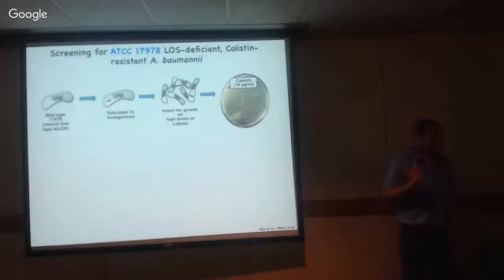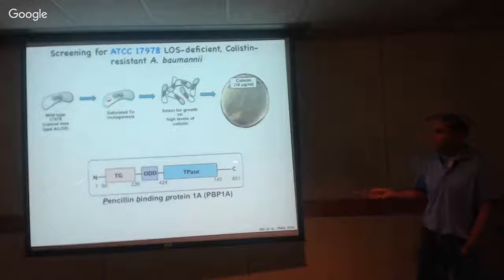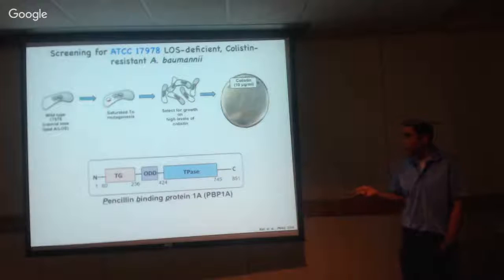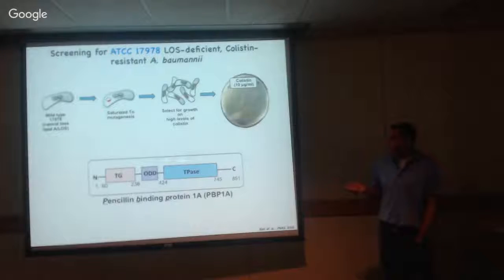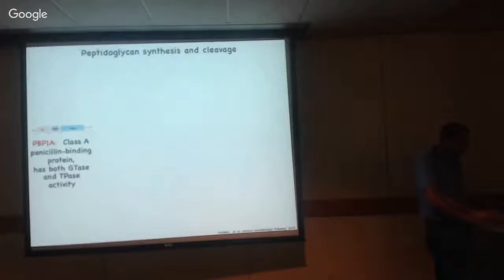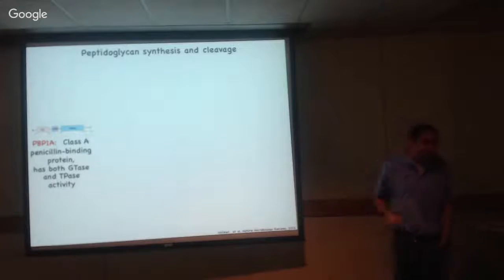We verified that the 17978 strain with these transposon insertions did not have LOS. And all the transposon insertions that we were then able to sequence were in the gene encoding this protein right here, penicillin binding protein 1A. PBP1A is involved in peptidoglycan biosynthesis, or cell wall biosynthesis. It's a multi-domain protein with two enzymatic activities: a transglycosylase activity and a transpeptidase activity.